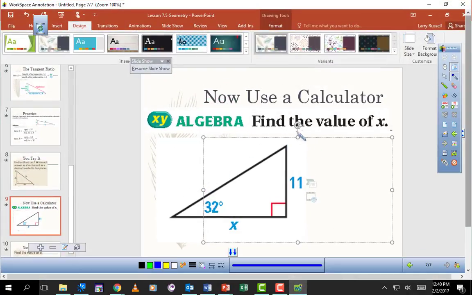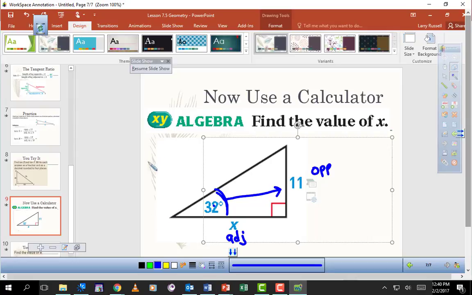Why do I have this angle? Okay, this angle. With respect to this angle, I'm looking at the opposite side. So this one is the opposite side, right? And this side is the adjacent side. You guys all good with that?